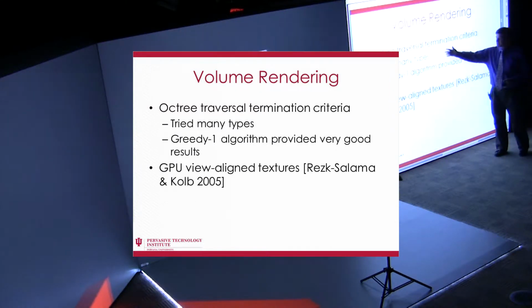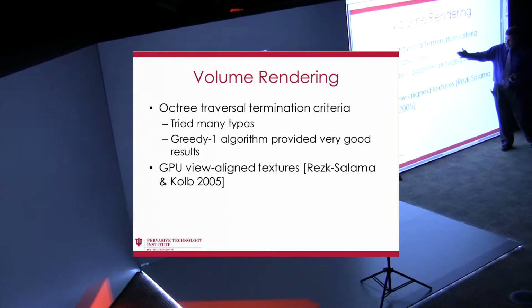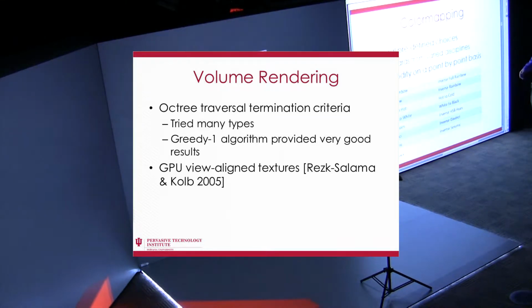This is Patrick's work, where he tried a lot of different ways of deciding when to stop going down and making smaller and smaller octrees. The greedy one algorithm, which I cannot explain, is what he found worked best; he has a little paper on that. The other technique that we used is texture maps that always face you, so they're view-aligned texture maps calculated in the GPU.